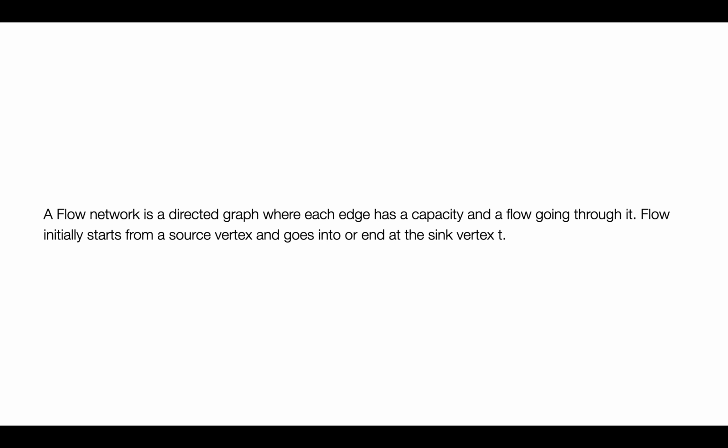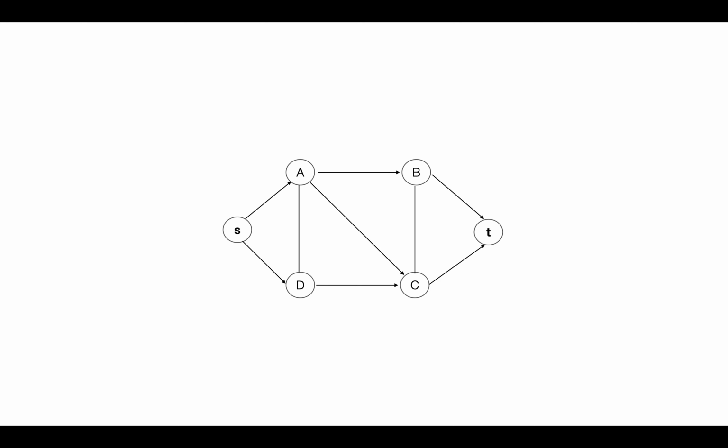Technically, or in graph terms, a flow network is a directed graph where each edge has a capacity and a flow going through it. And this flow starts from a vertex, which we call a source vertex, and it ends at a vertex called the target or sink vertex. See, this is a flow network. We generally represent the source as S and the sink as T.